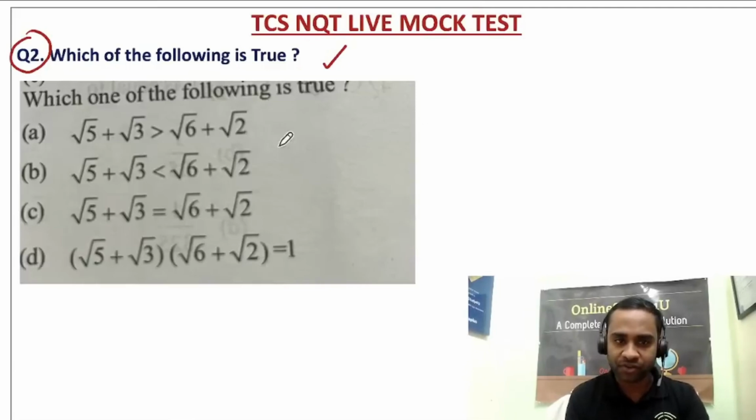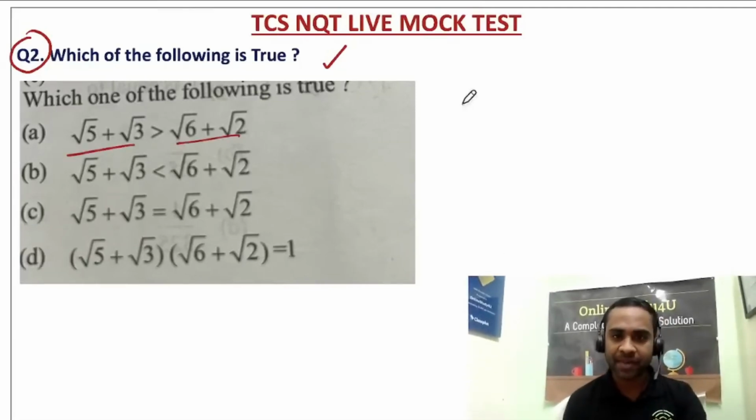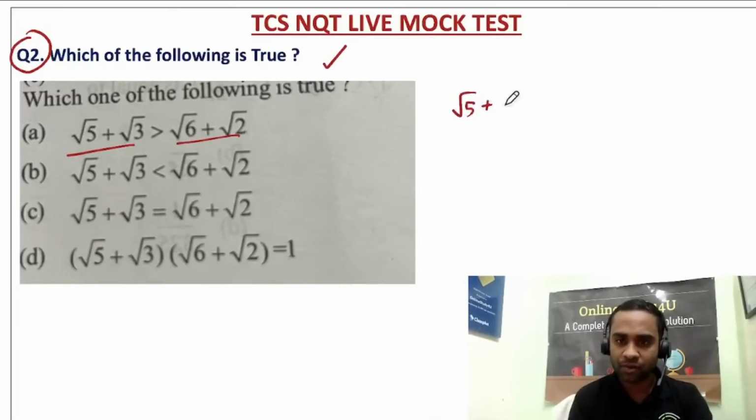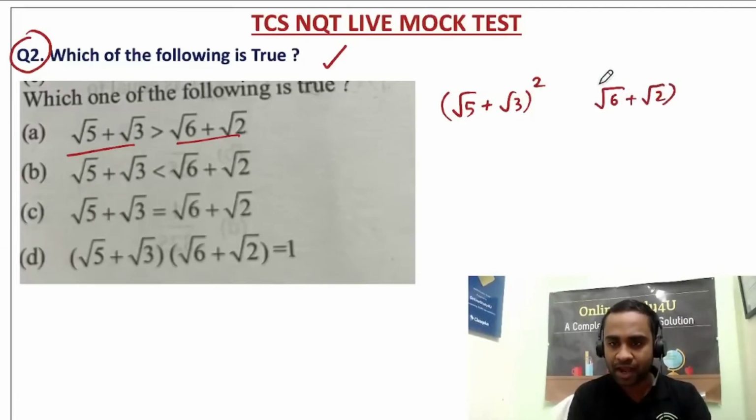Now what I'm going to do, so I have this value and I have this value. So I will make a square of this: square root of 5 plus square root of 3. So this square I will make, okay? And then square root of 6 plus square root of 2, I will make a square.